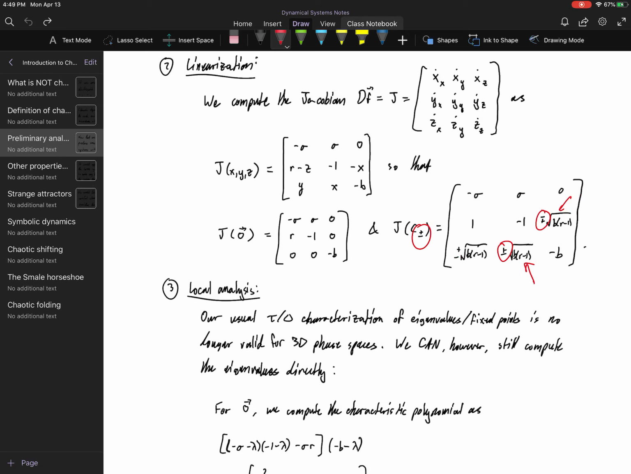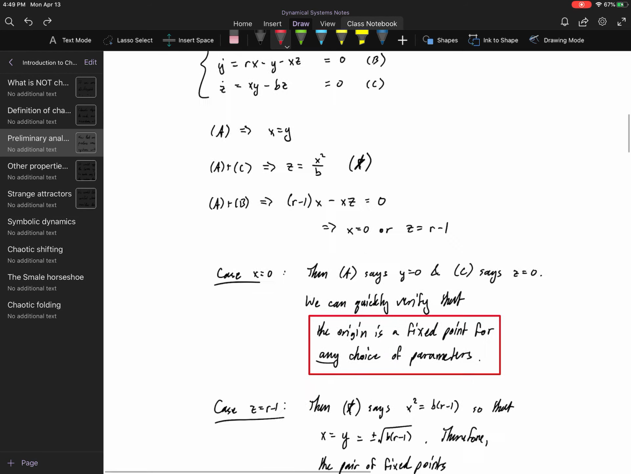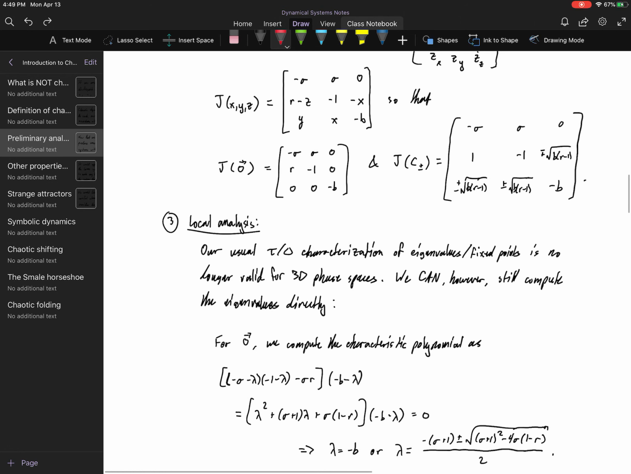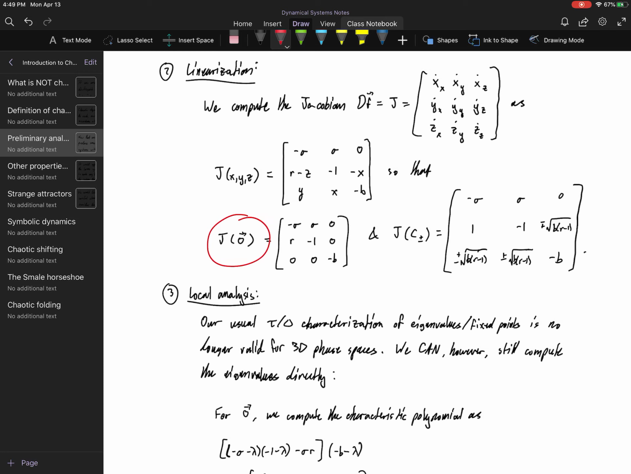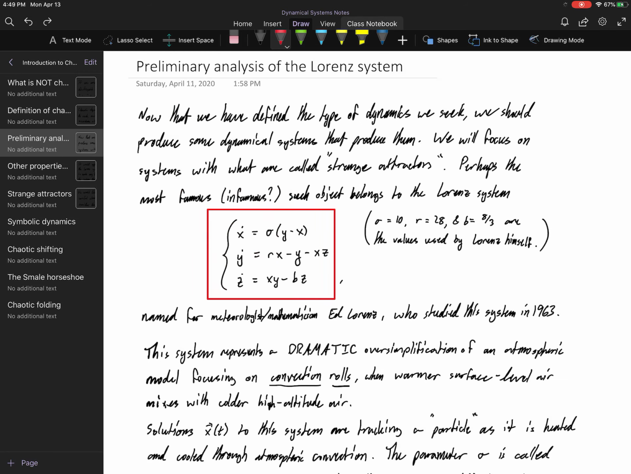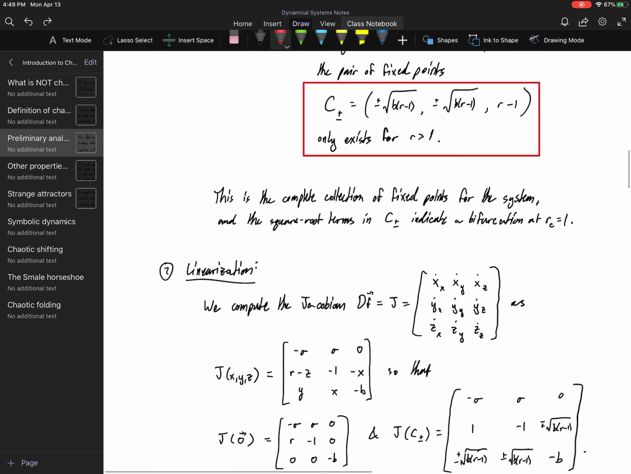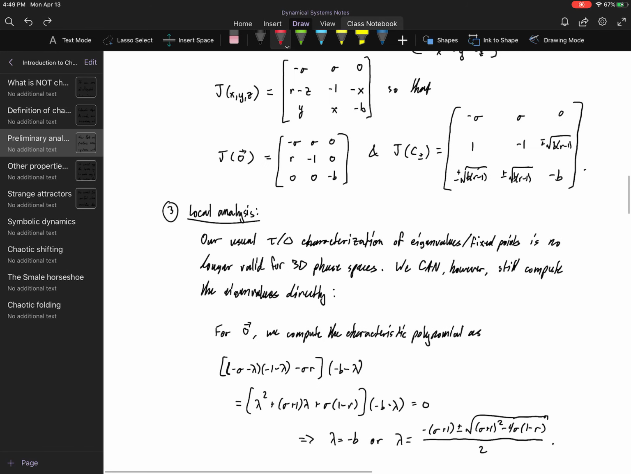Okay, so that's all that notation means. I'm just trying to compactify my analysis here a little bit. So at the origin, we also get a Jacobian that's very nice, very, very pretty for us, and we'll analyze that in a moment. So from our usual trace and determinant characterization of eigenvalues and fixed points, well, no, we can't actually use that because that was only for two-dimensional systems. Specifically, it was for characterizations in the plane.